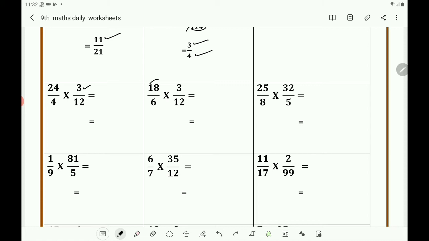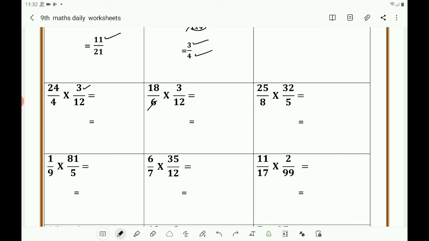Then the next one, 18 by 6 into 3 by 12. Here also observe, you know that if you take here 6 ones are 6, 3 threes are 3 fours are 12... Otherwise you can take 3 ones are 3, 3 fours are 12, 6 ones are 6, 6 threes are 18, that also you can take here. 3 by 4 you will get. Finally you will get the same answer.